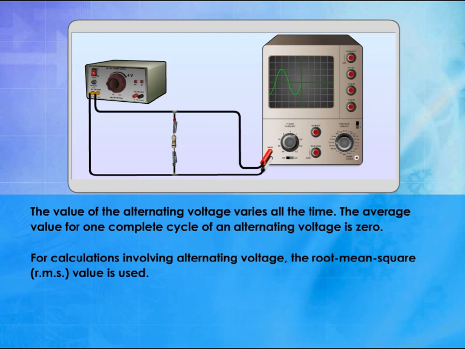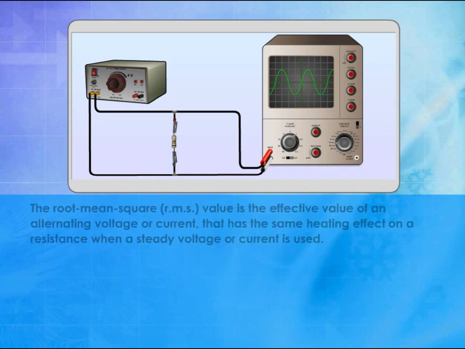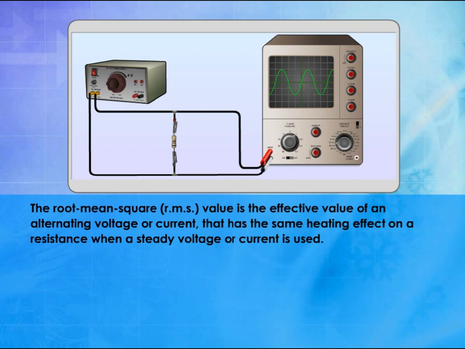The value of the alternating voltage varies all the time. The average value for one complete cycle of an alternating voltage is 0. For calculations involving alternating voltage, the root-mean-square RMS value is used. The root-mean-square RMS value is the effective value of an alternating voltage or current that has the same heating effect on a resistance as a steady voltage or current.